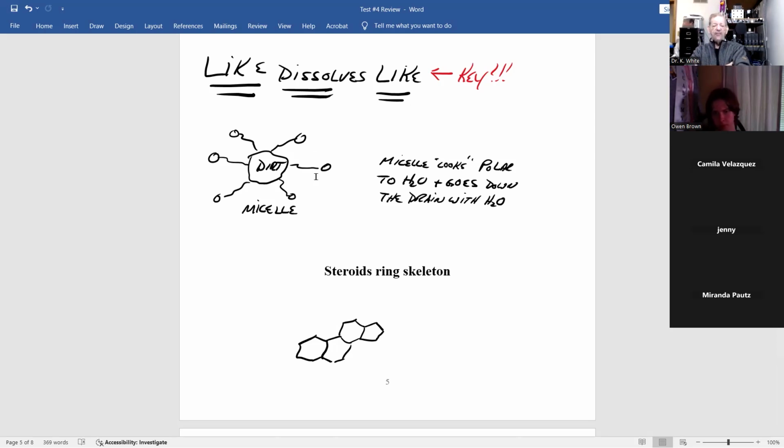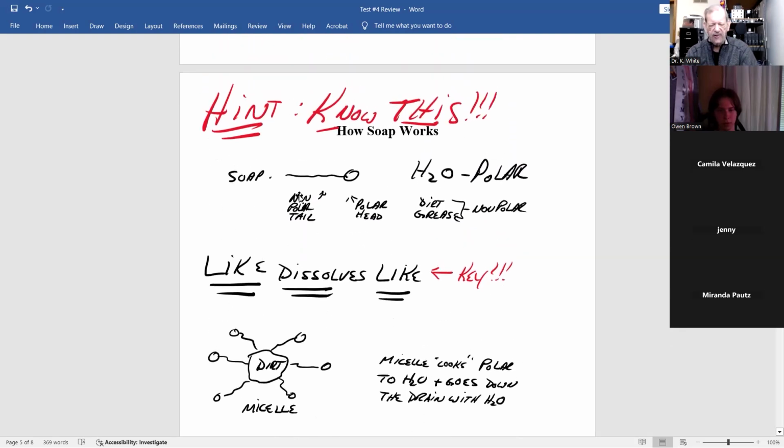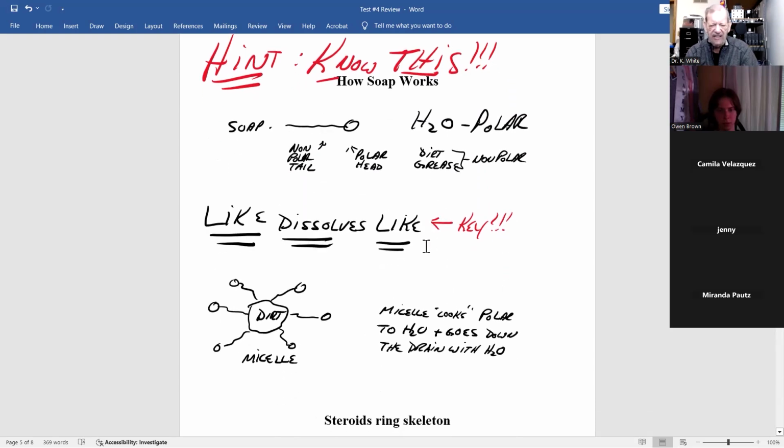And now that you've formed a micelle, when you wash your hands with soap and water, they were dirty, the micelle looks polar to water, and the micelle says to water, or water says to micelle, I'm polar, you're polar, like dissolves like, let's go down the drain together. And they do. So you should know the structure of soap, nonpolar tail, polar head. Water's polar, dirt and grease are nonpolar. The key to this is like dissolves like.